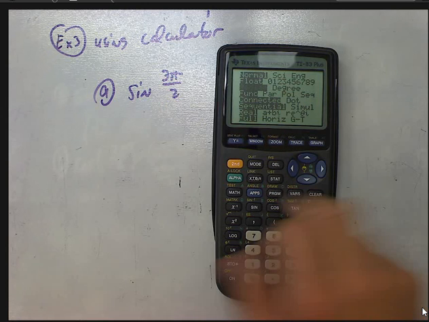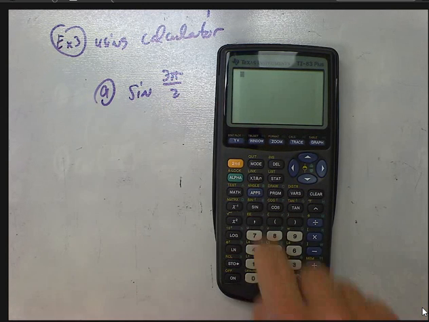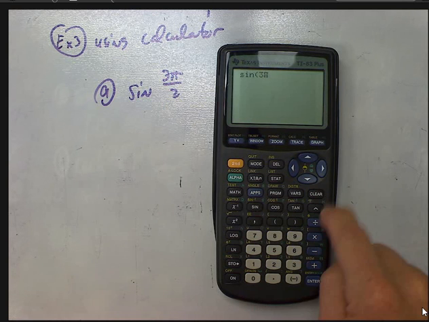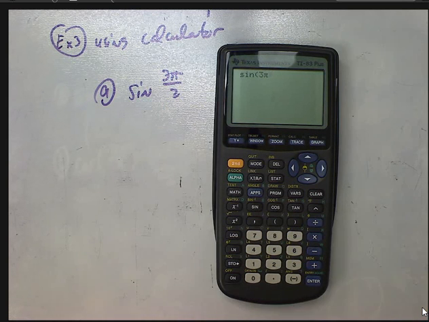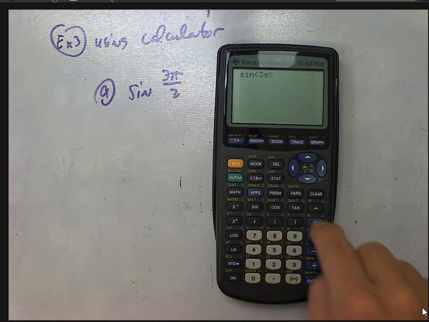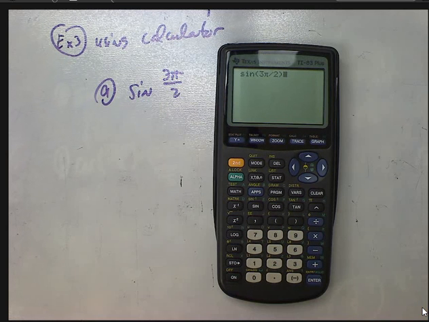So second quit takes me out of that. I hit sine 3 second pi, don't use 3.14, use the second pi button, divided by 2, sine of 3 pi over 2, hit enter, and I get -1.